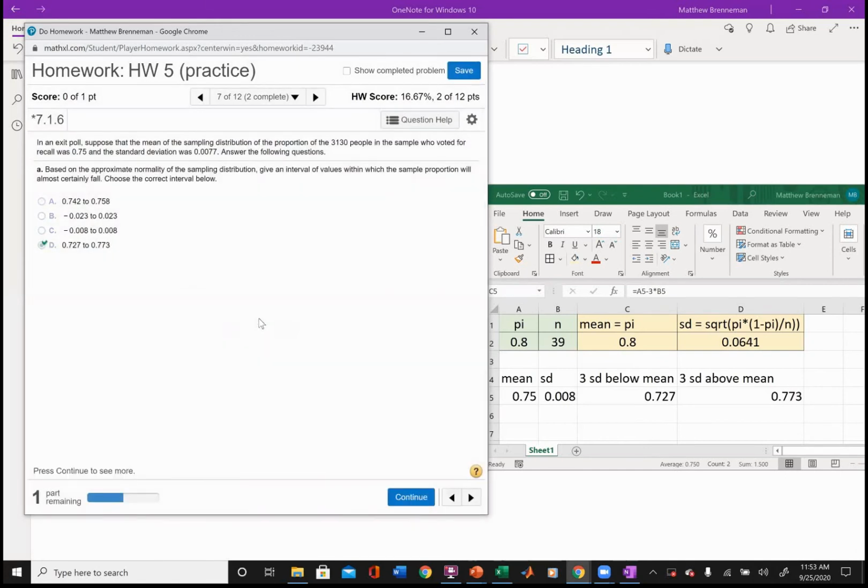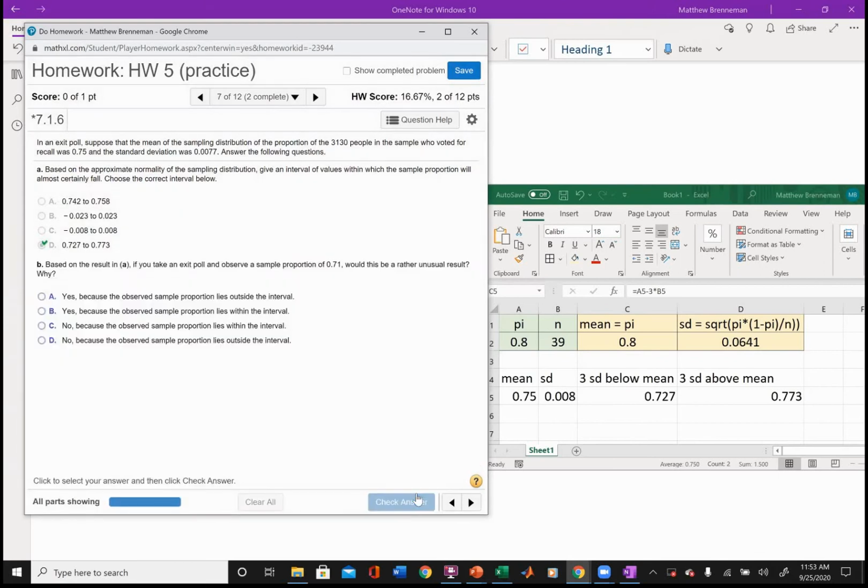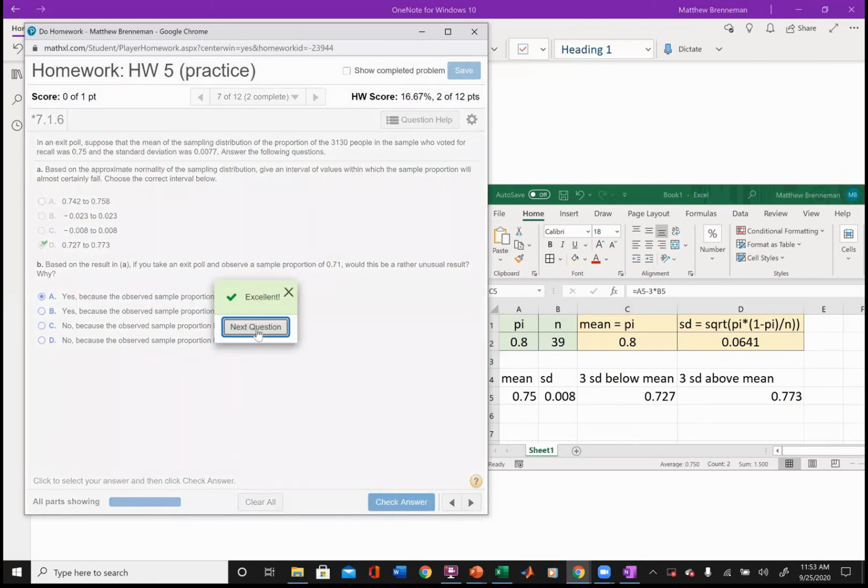So that's the definition of unusual. That's what they want you to do, okay? Suppose you got a sample proportion of 71%. Would that be unusual? Yes, it would be, because it's outside this 3 standard deviation range, right? So it lies outside this interval. Okay, good.